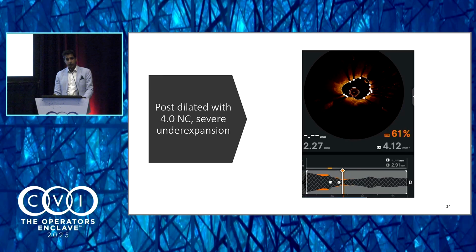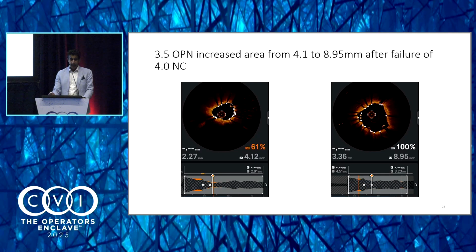And the person said to me, what should I do? I said, well, take an OPN NC. And so that's exactly what they did. They used a 3.5 OPN, so undersized it. And the area went from 4 millimeters squared to almost 9. And so really, despite NCs and IVL, the OPN NC was essential in this case, and I think really every cath lab should have it on their shelf.